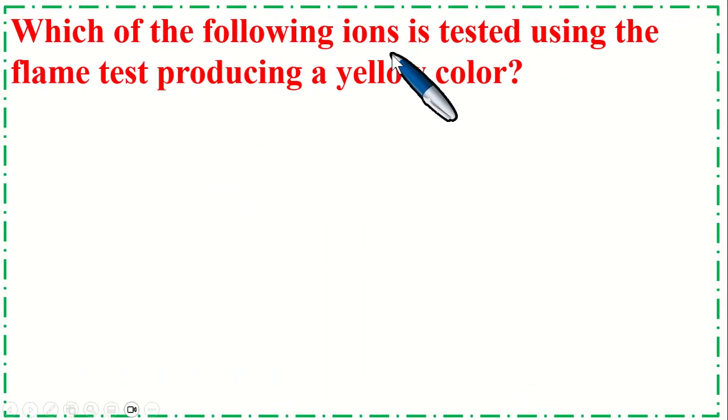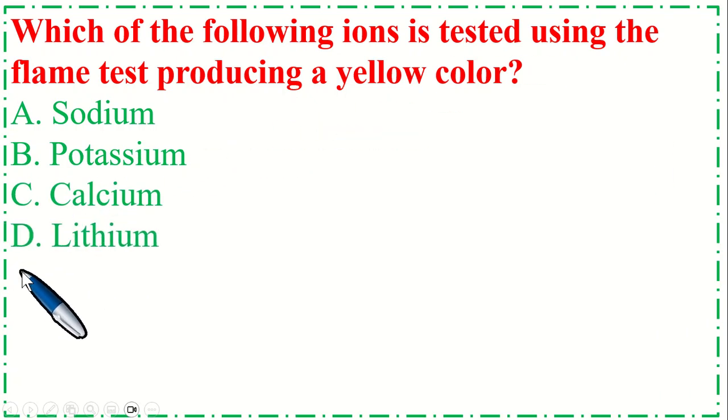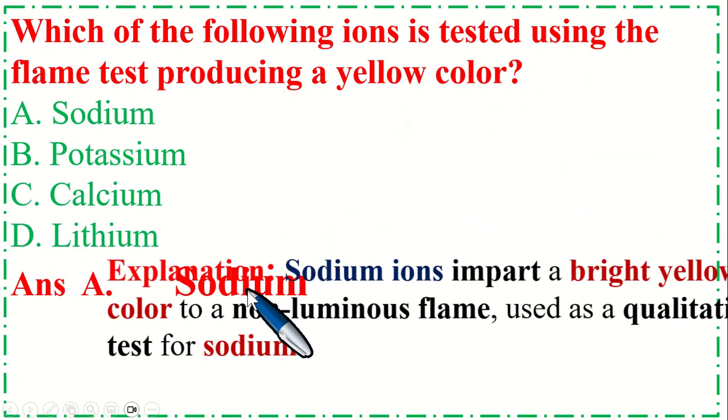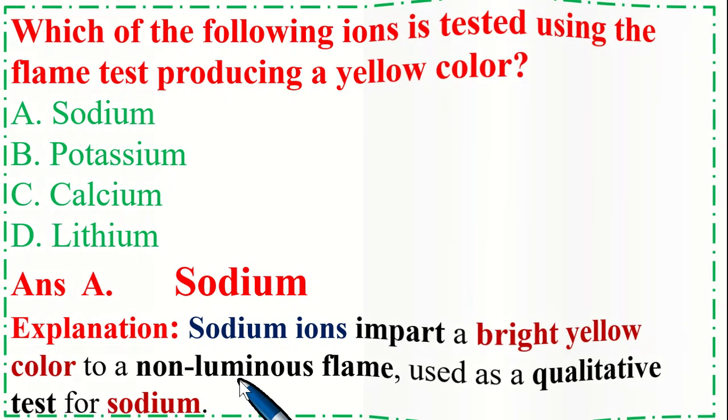Which of the following ions is tested using the flame test producing a yellow color? Option A, sodium, B, potassium, C, calcium, and option D, lithium. So the correct option is A, sodium. Sodium ion imparts a bright yellow color to a non-luminous flame, used as a qualitative test for sodium.